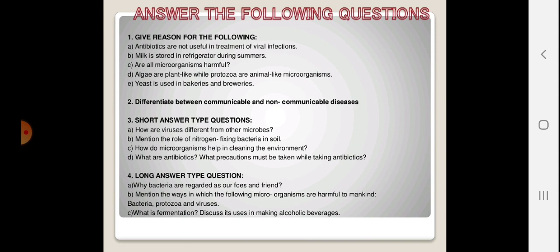Now, long question answers, you can discuss these with your friends also. You can also get the answers from all the presentations given to you, and also you can refer to the NCERT folder and the textual content.